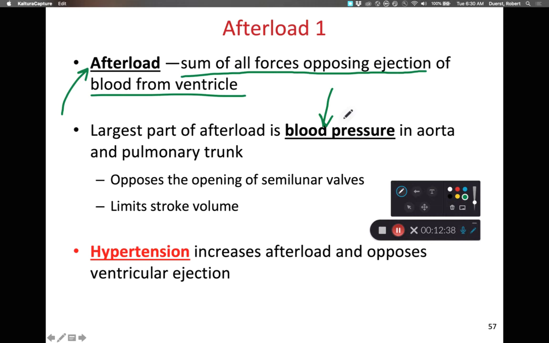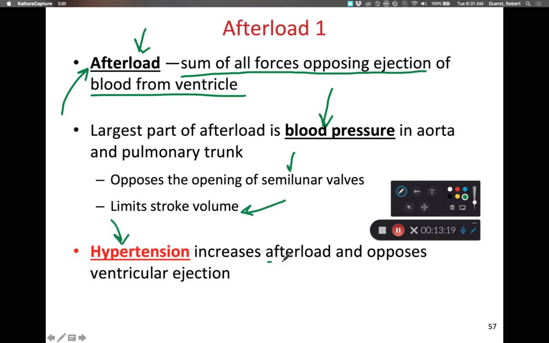But let's just say if you have hypertension, high blood pressure, you're going to have high afterload. And that high blood pressure is going to oppose blood leaving your heart. It's going to mean that your heart has to work even harder to get enough blood out. High blood pressure means the semilunar valves, the aortic valve and the pulmonary valve, have a hard time opening. And that high blood pressure is going to ultimately downregulate the amount of stroke volume that you have. So if somebody has high blood pressure, they're going to have a hard time doing exercise because their heart has a harder time pumping blood to the rest of the body.